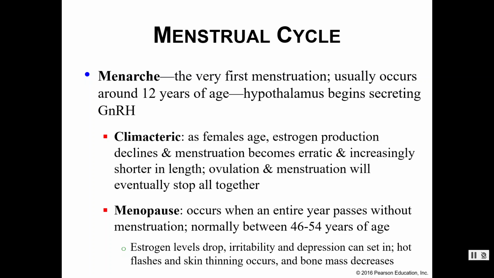Okay? Once a female experiences no menstrual periods for an entire year, they have officially entered menopause. This typically starts around ages somewhere between 46 and 54 years of age. In addition to the cessation of the menstrual period, estrogen levels will drop. Females will experience irritability and or depression. Those can set in. Hot flashes can occur, skin thinning occurs, bone mass decreases are experienced. So there's lots of other side effects to menopause besides just no more periods.